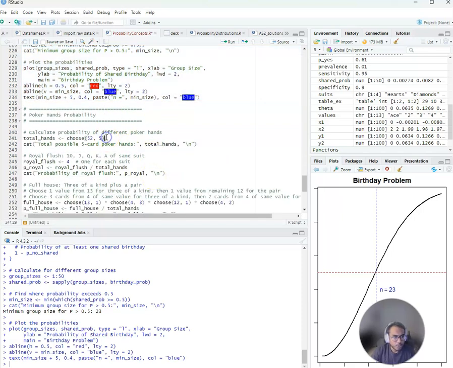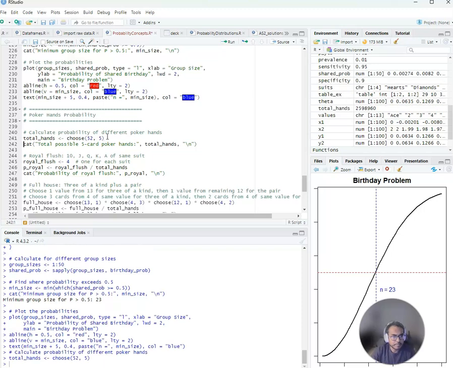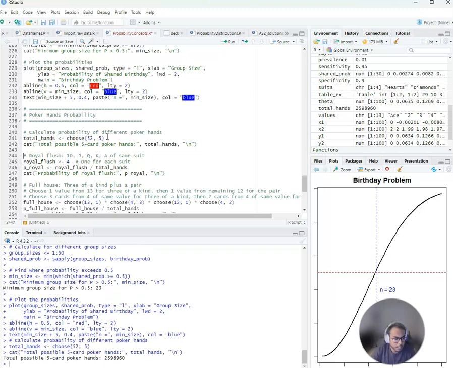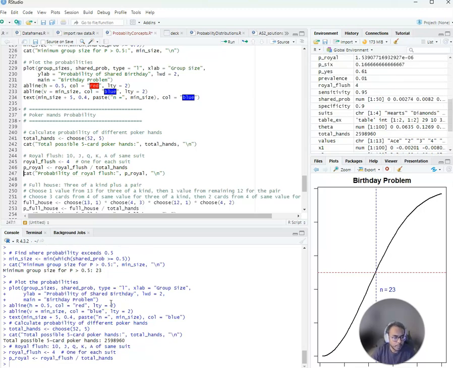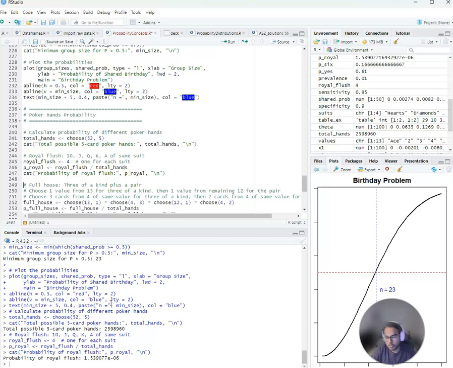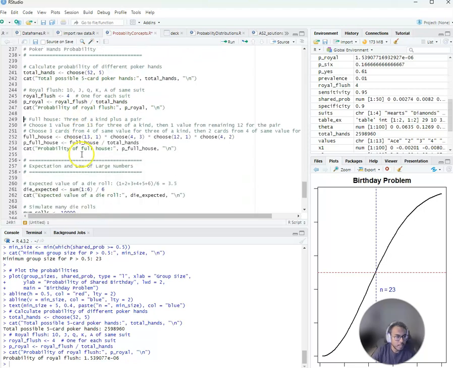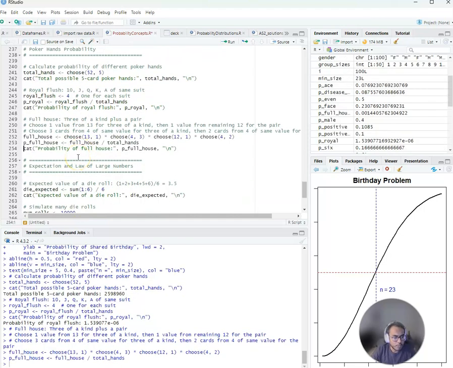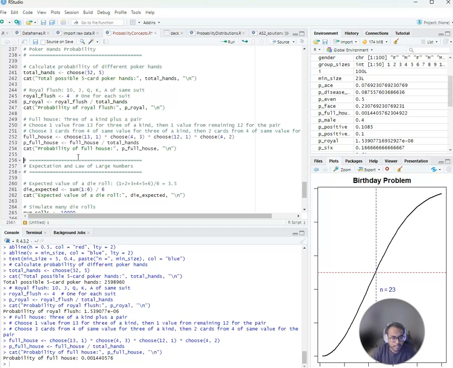And then we have the code for the poker hands. So the total possible 5-card poker hands is only about 2,060,000, and the probability of a royal flush is just 0.00001%. The probability of a full house is slightly better, 0.001.